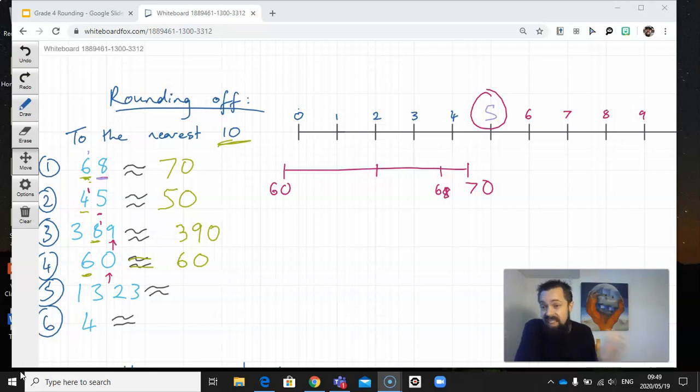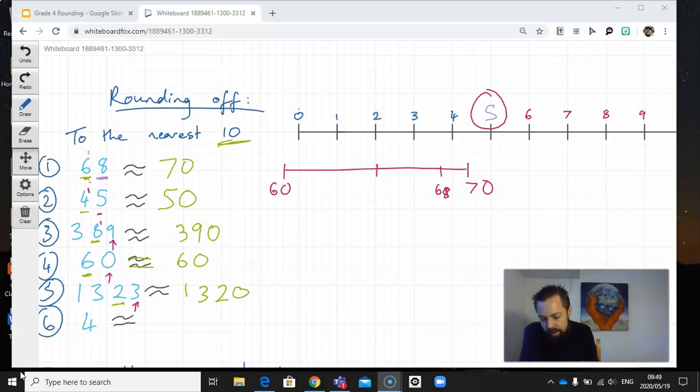The next one I've put in thousands just to show you that it actually doesn't matter how big the number is. If we're rounding off to the nearest 10, it works the same. There's my tens. I look at my units. Is 3 going to go up or down? Well, 3 is closer to 0, so it's going to go down. And so we end up with nothing being added, so my tens will stay as a 2. I'll get a 0, and my hundreds and thousands stay unchanged. So 1,323 roughly equals, or rounds off to, 1,320.